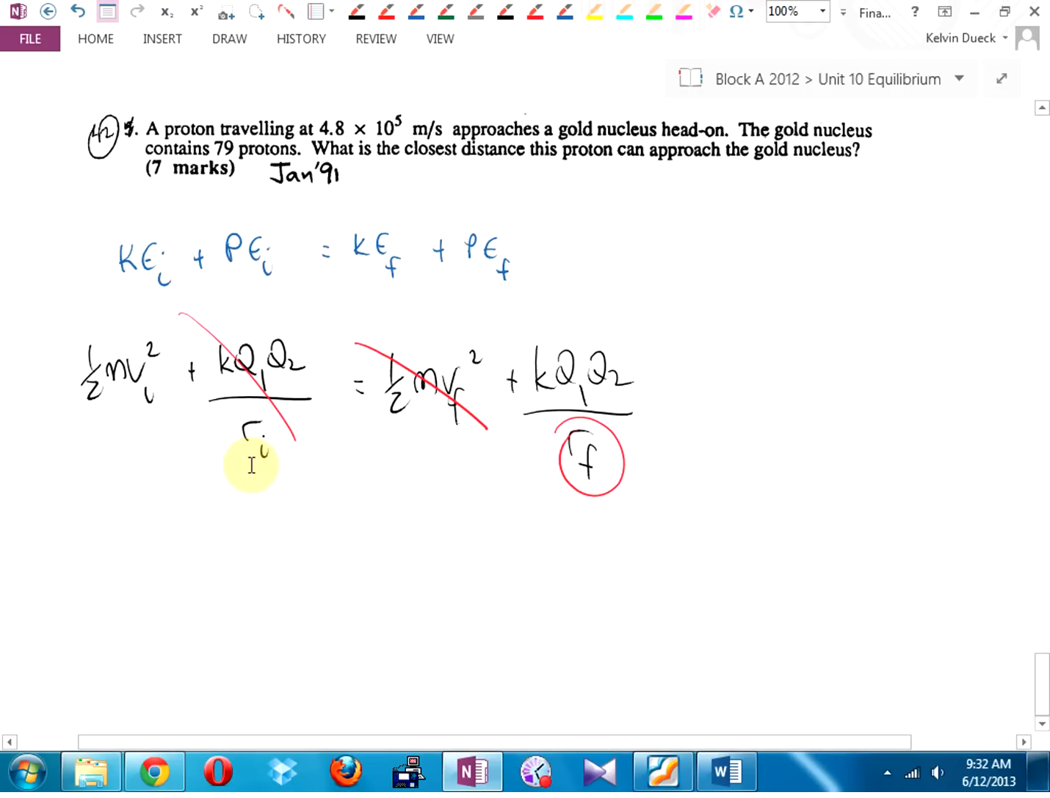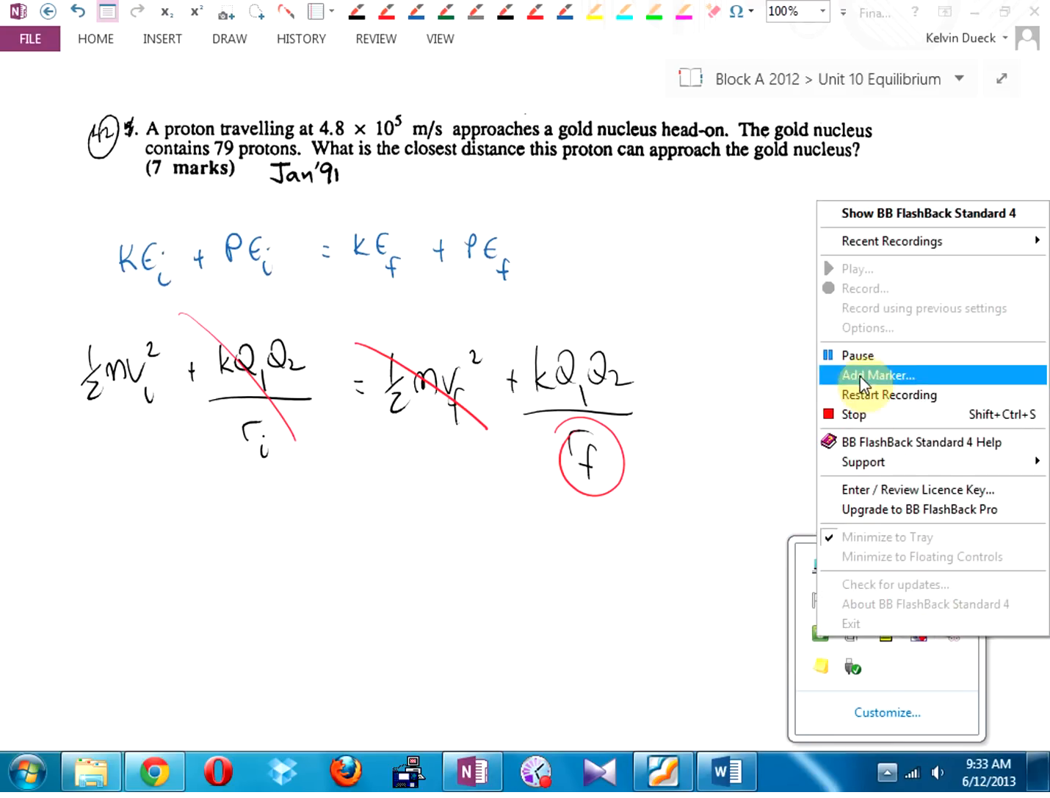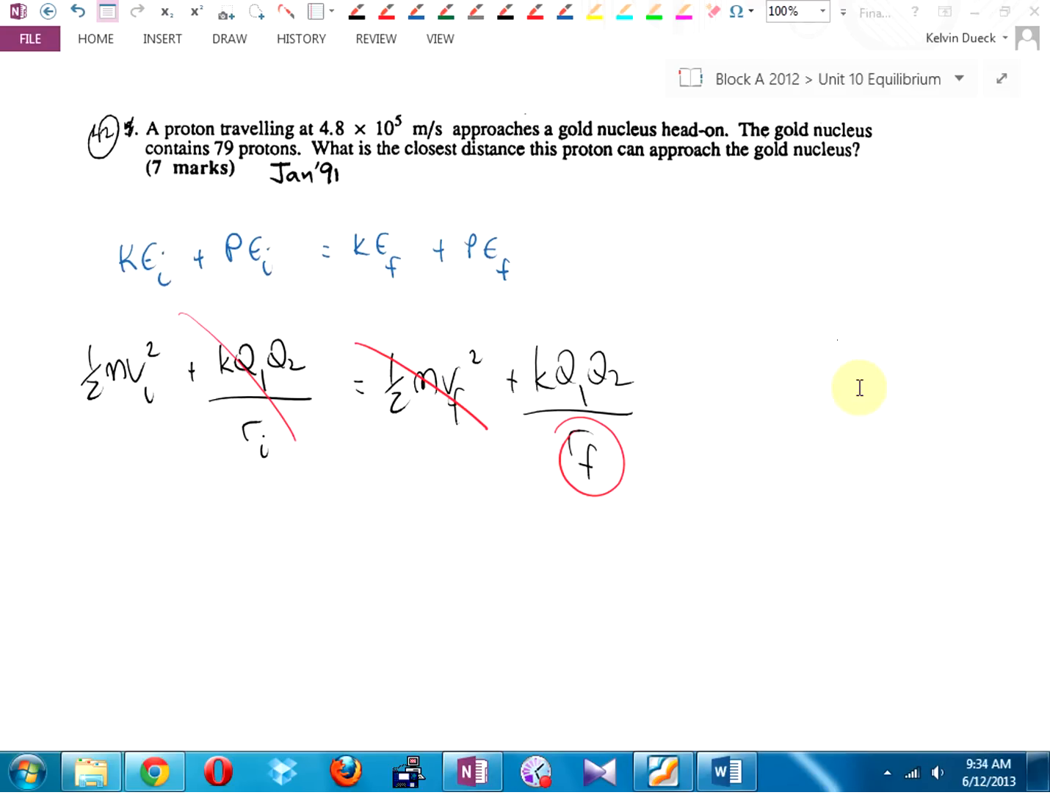What's my initial radius? Does the question say the initial starting point, the initial radius? What we're assuming then is we're starting relative to 0 at infinity. Okay? You okay with that being 0? And now I could get the r final by itself.